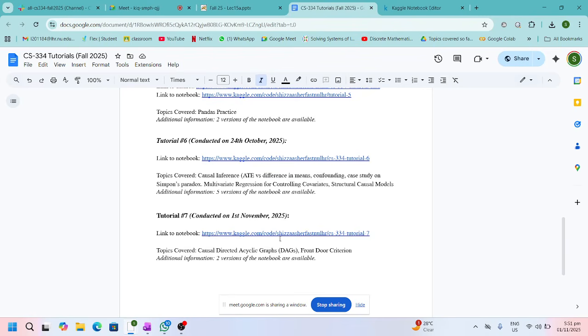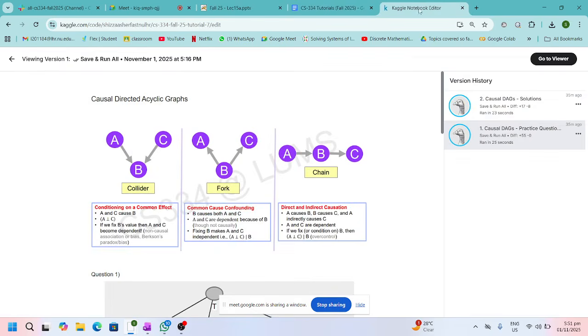I have added a link to the notebook that we will be using on Kaggle over here to your tutorial document. You should note that this notebook has not two but three versions available. My bad. You will have three versions available. I might give you a separate version for solutions and then it's four.